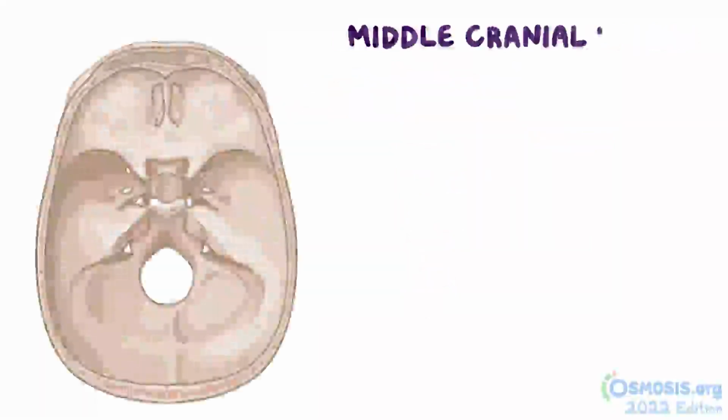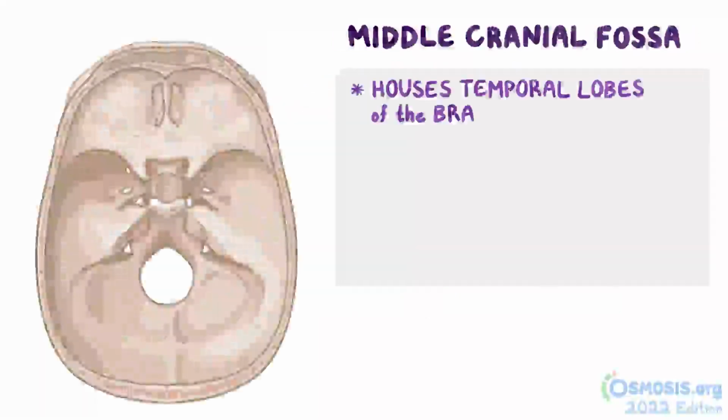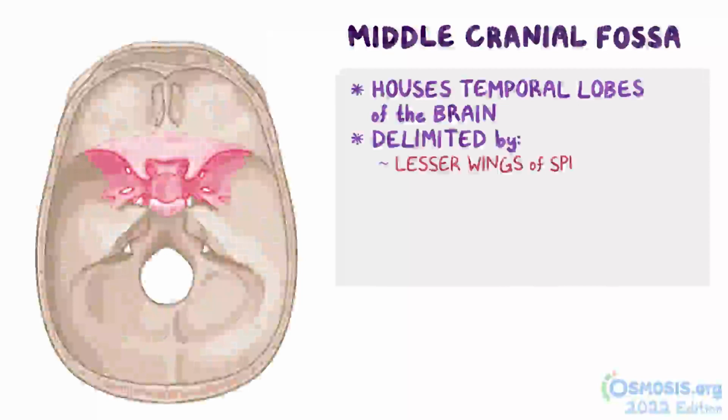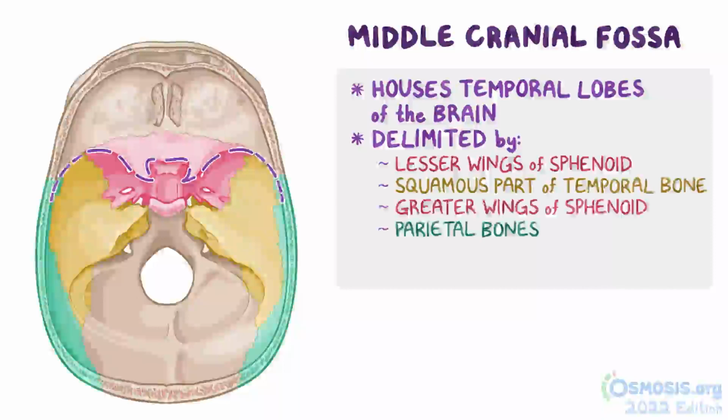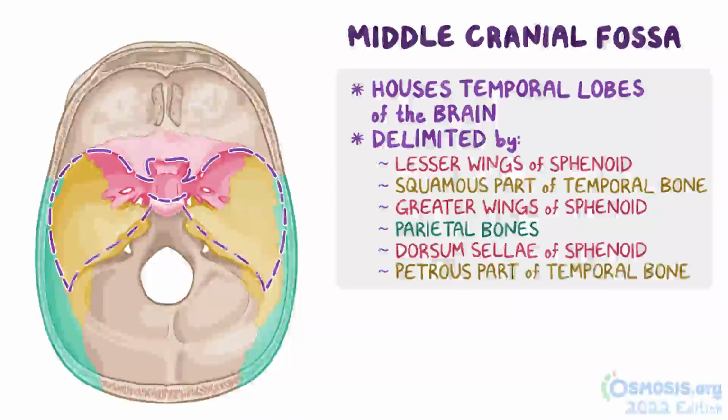Now, the middle cranial fossa houses the temporal lobes of the brain. It's delimited by the posterior borders of the lesser wings of the sphenoid anteriorly, the squamous part of the temporal bone, the greater wings of the sphenoid, and the parietal bones laterally, and the dorsum sellae of the sphenoid bone and the superior borders of the petrous part of the temporal bone posteriorly.